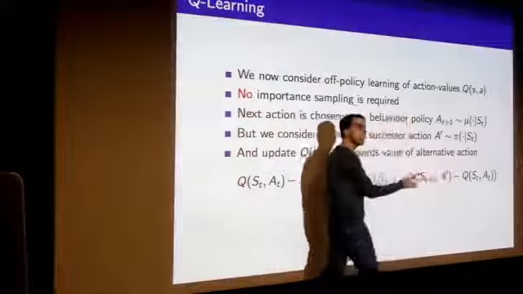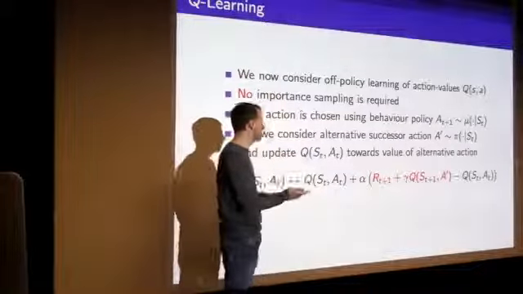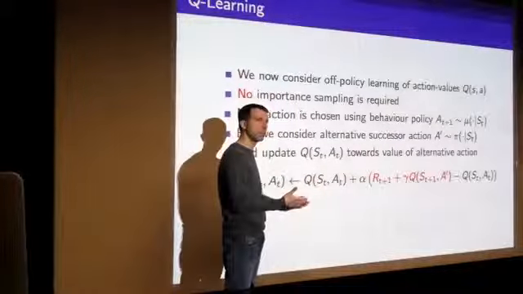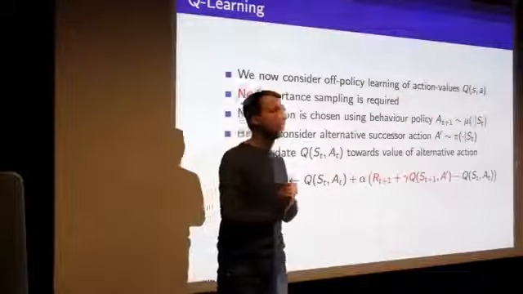So this is a valid update. This is the Bellman equation again. It's completely valid. The Bellman equation for Q doesn't require us to importance sample. We're sampling that kind of Bellman equation. That's the idea of Q learning.